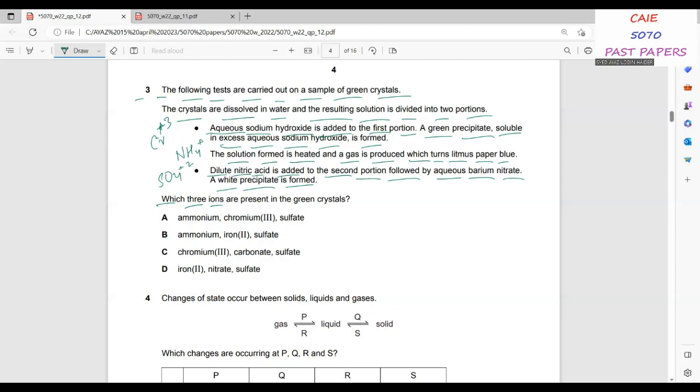Which three ions are present in the green crystals? A, ammonium, chromium 3, and sulfate. This looks correct to me. Let's read the other choices. Ammonium, iron 2, sulfate. This is wrong because we don't have iron 2. Chromium 3, carbonate and sulfate. We don't have carbonates. This is also wrong. Last one, iron 2, nitrate and sulfate. We don't have any nitrate ion. So this is also wrong. Only A is the right answer.